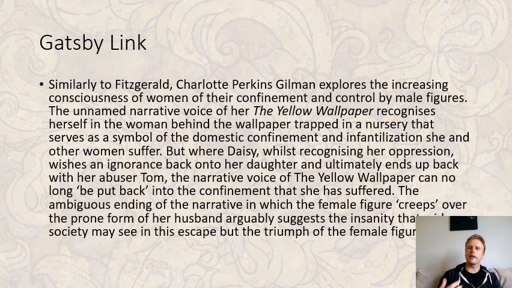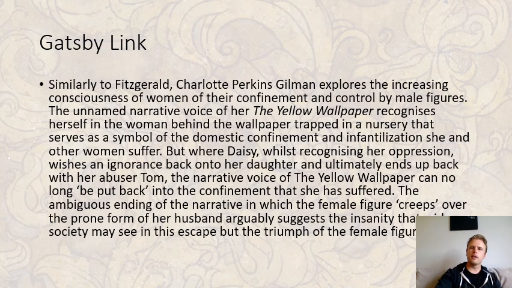I then start to talk around The Yellow Wallpaper, specifically this unnamed narrative voice, that they recognize their symbolism and the infantization. I draw back into Gatsby and show there's a difference here, that Daisy recognizes her oppression but wishes ignorance, whereas in The Yellow Wallpaper, and I should have italicized The Yellow Wallpaper there, I apologize, the narrator actually revels in this newfound knowledge and that they can no longer be put back. And I look at the ambiguity of the ending there. So that's my style model.